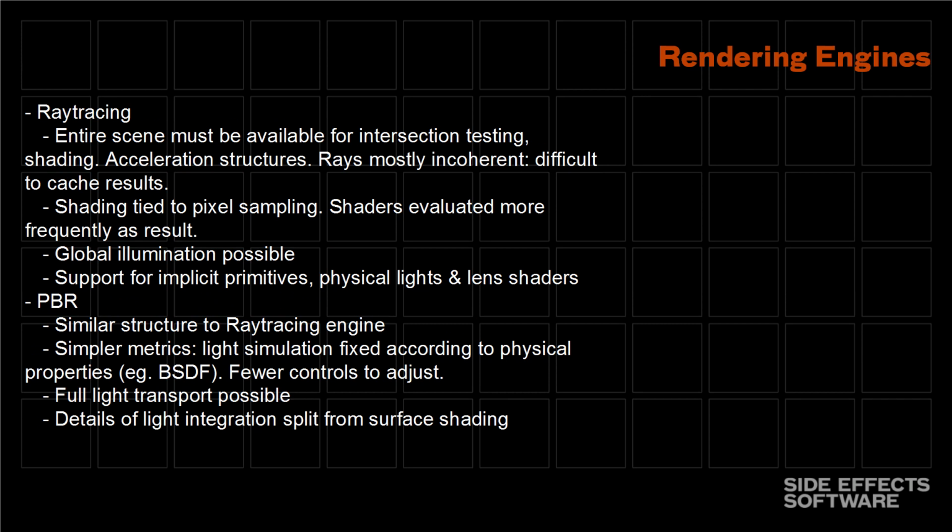So with ray tracing, the entire scene needs to be available for intersection testing and shading. So we have primitives that are bounded and then put into acceleration structures. And so we deal with ways of speeding up the actual process of figuring out from a given pixel what objects are intersected along the line of sight. And so acceleration structures are dealing with ways to speed up those intersection tests.